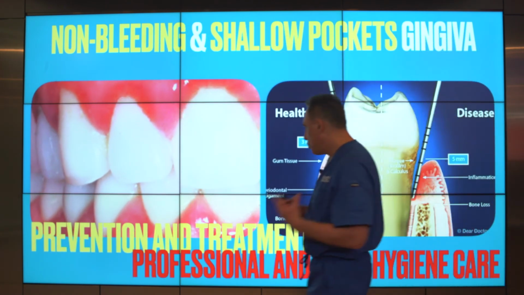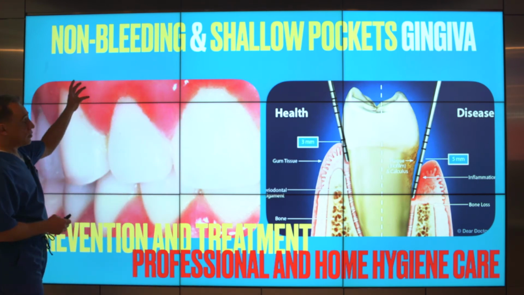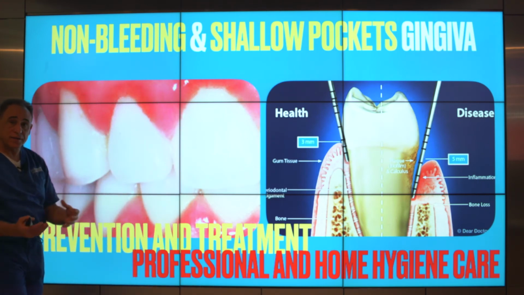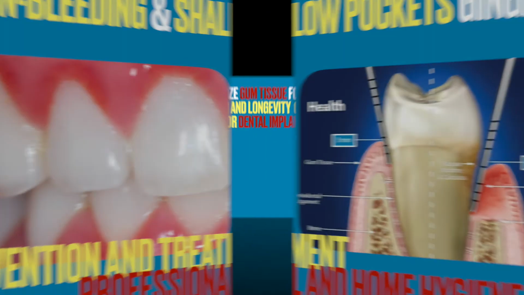So it's important that we prevent and treat early gum disease. So if we notice bleeding gum tissue or pockets, they should be managed. And this is done through professional and home care regimen before it becomes a more advanced periodontal disease, which will compromise the health of the tooth in long term.